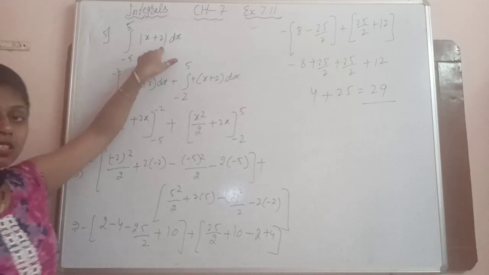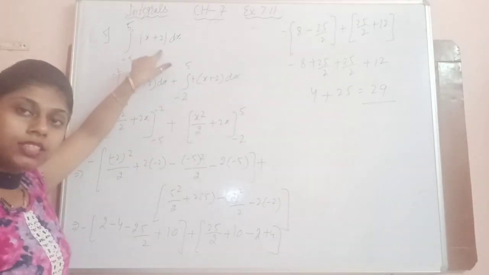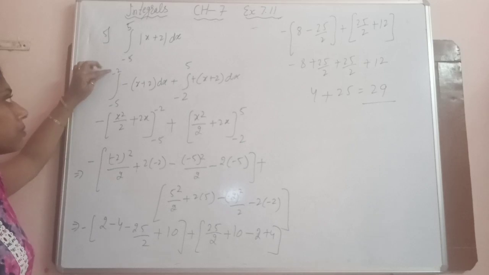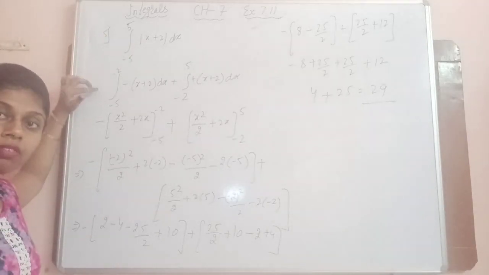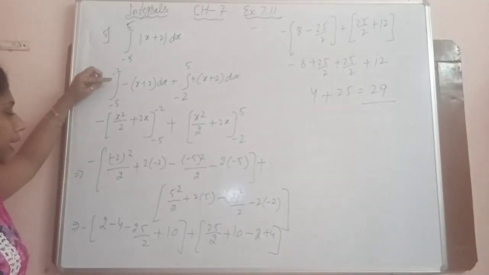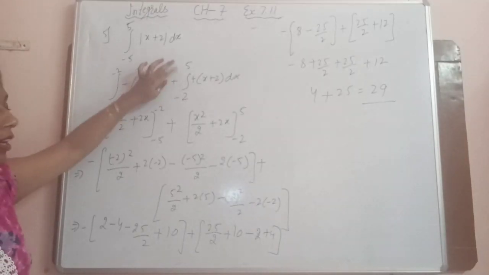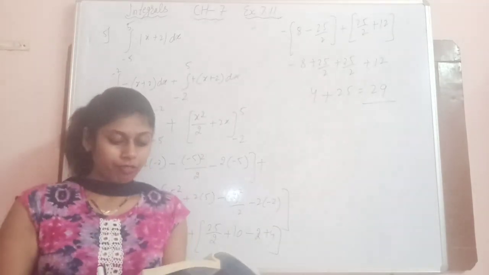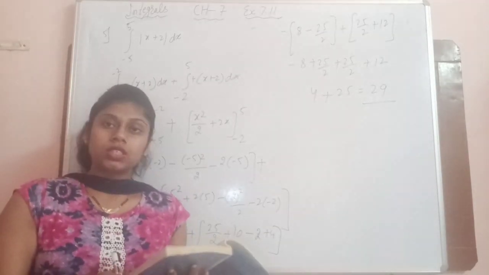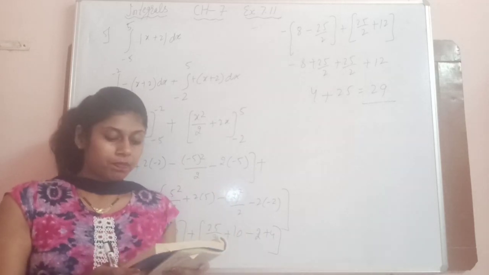Now in the mod function, firstly you have to check at which value the function will become 0. In this question, at minus 2 it will become 0. So we will break the integral into minus 5 to minus 2, and minus 2 to 5. Same for all the integral questions of mod. Similarly, the sixth question is the same as this.